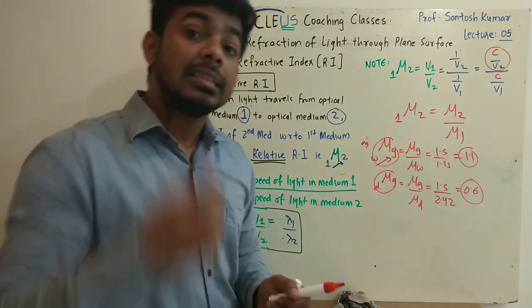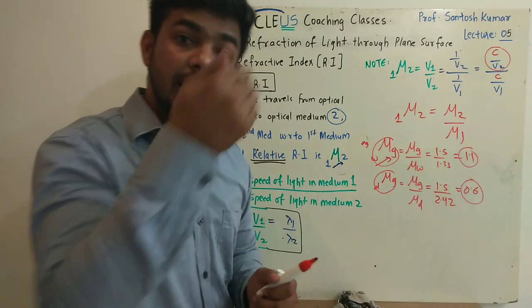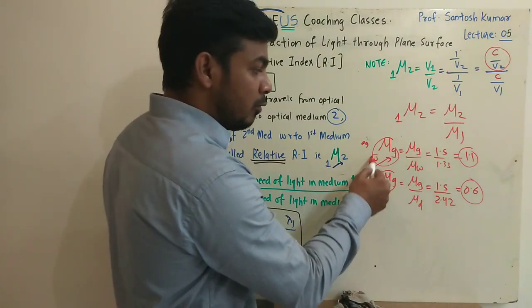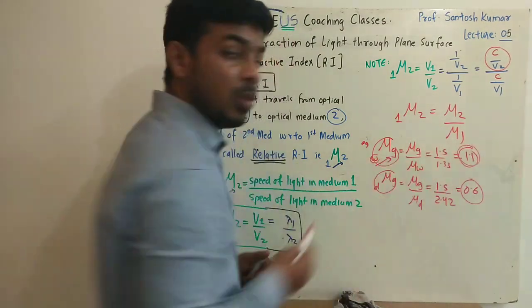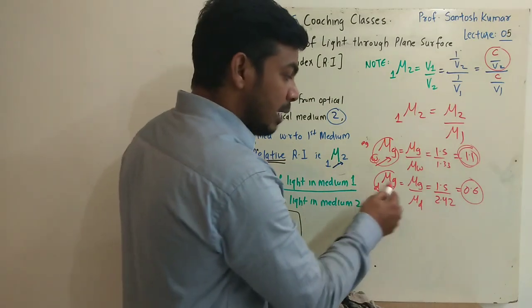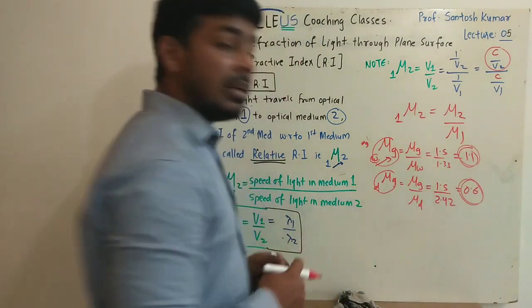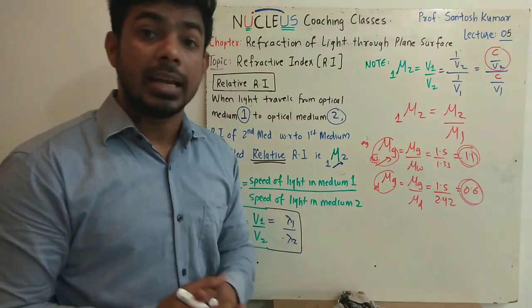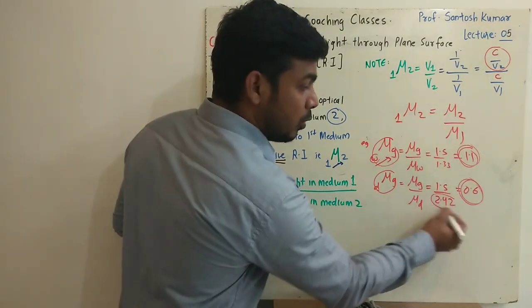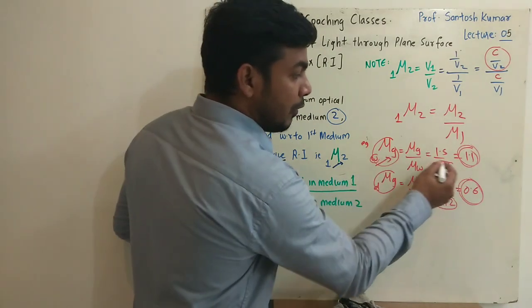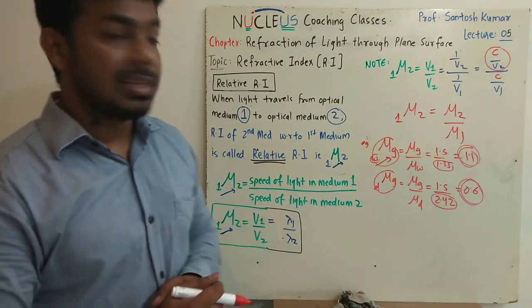That means speed has increased. So while going from water to glass, it is a value more than 1. While going from diamond to glass, it is a value less than 1. That means the refractive index of diamond is more than glass. We can see 2.42, and the refractive index of water, 1.33, is less than glass.